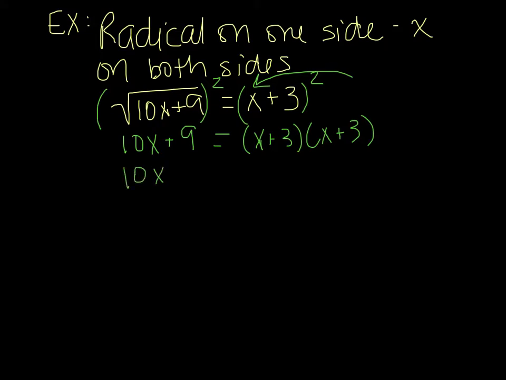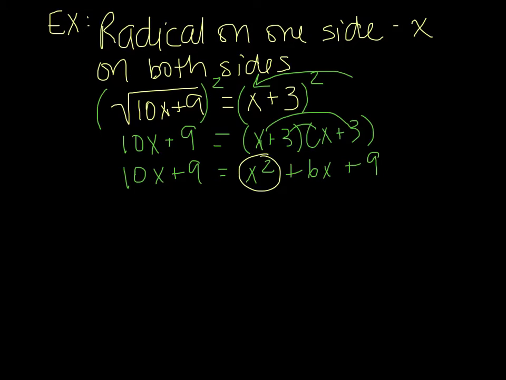Got 10x plus 9 equals, FOIL the right-hand side: x squared, outside plus 3x, inside plus 3x, so I get plus 6x. And my last term is plus 9. Now, first time that this has happened, we've got a quadratic. We have an x squared term.